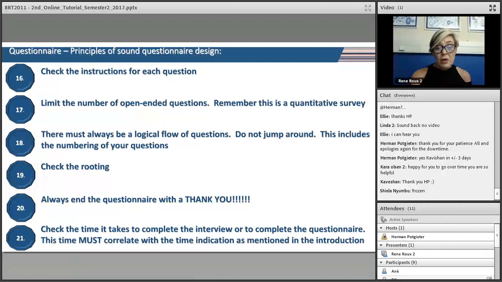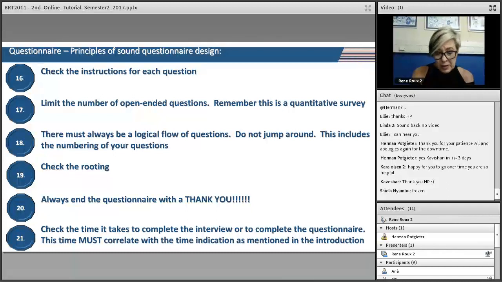Then make sure that your questions have a logical flow, that you don't jump all over the place. And that also goes for your question numbering. I quite often see question 1, 2, and then 4, and then a 4 again, and they skip 3. You confuse the participant and it's unprofessional.